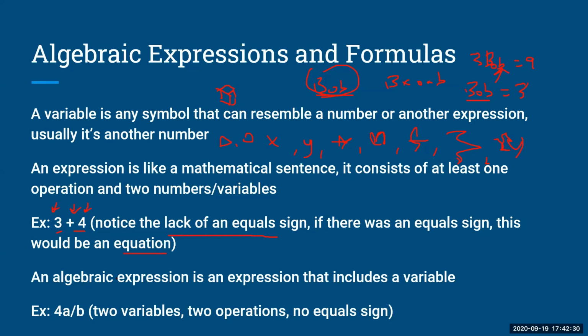An algebraic expression is basically a regular expression that includes at least one variable. For example, 4a divided by b has 2 variables in it, so at least one. It's 2 variables, 2 operations, division and multiplication. 4 times a divided by b. 4a divided by b. And it has no equal signs in it. There's no equal sign. So, yeah.